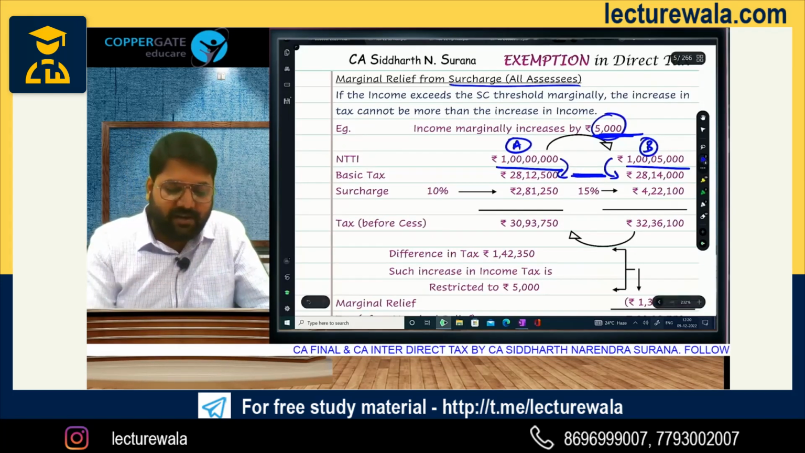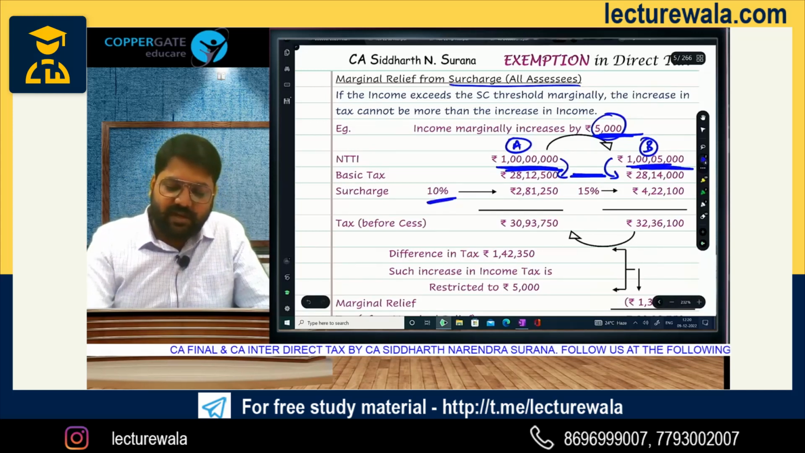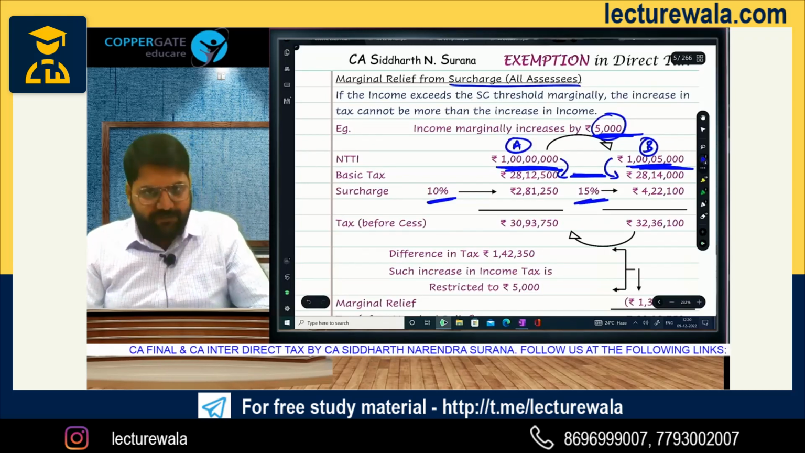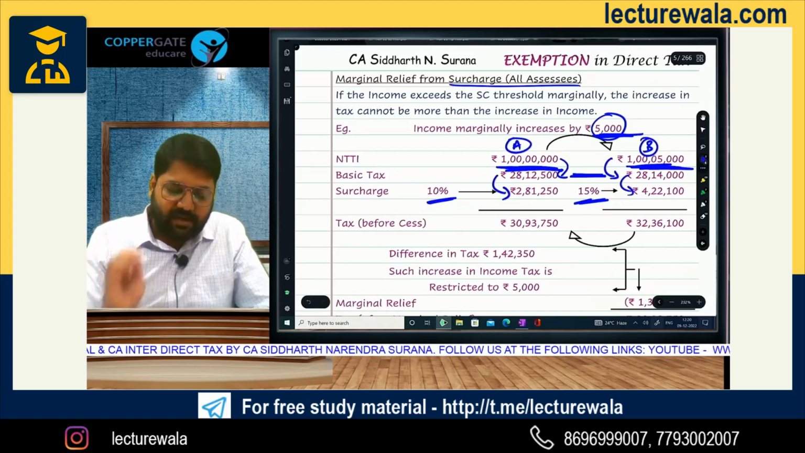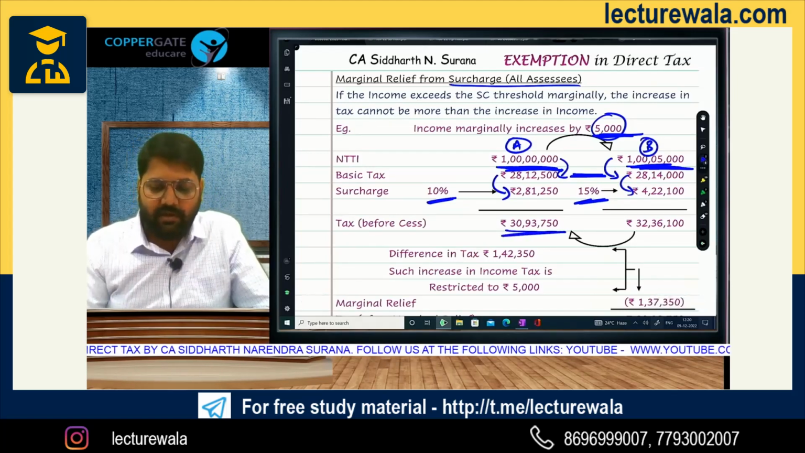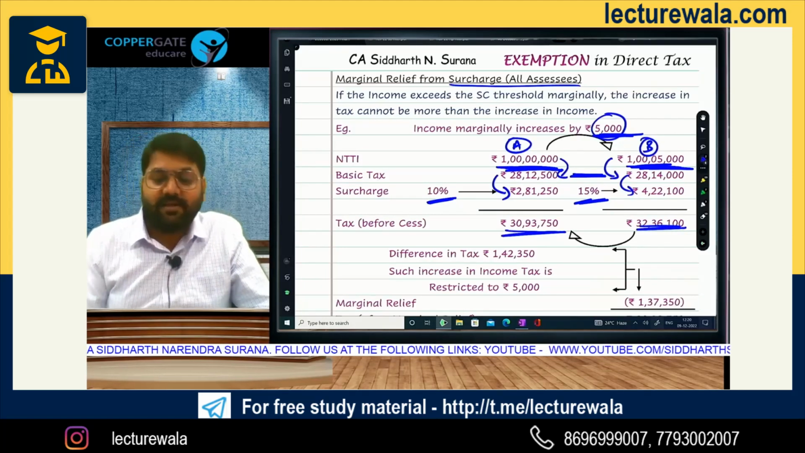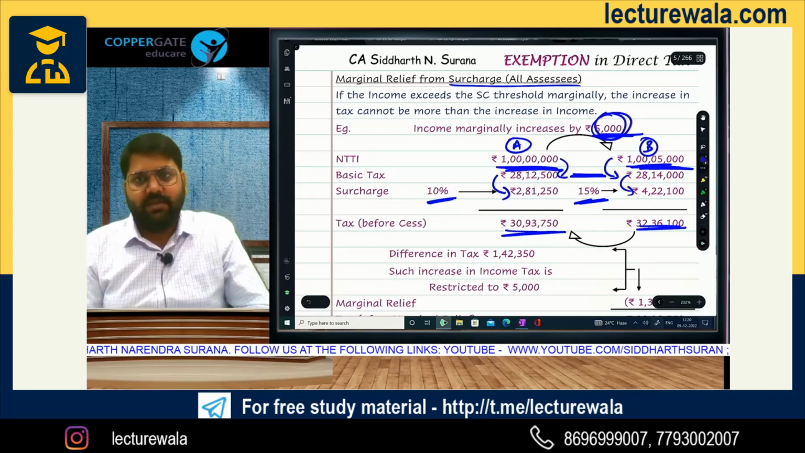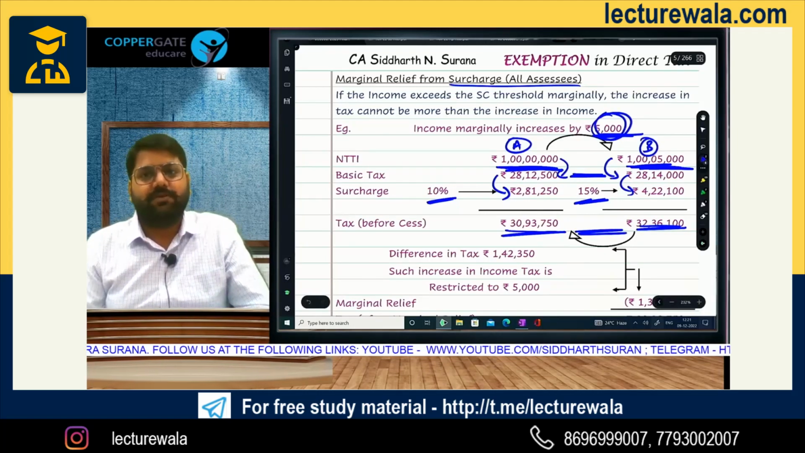So the difference is 1,500. But because this is equal to 1 crore, the surcharge will be 10%. And because this is greater than 1 crore, the surcharge will be 15%, which is why this is 10% and this is 15%. Accordingly, we are getting 30,93,750 for A and 32,36,100 for B. Now use your brain and understand, if the income is increasing by 5,000, the tax difference cannot be so much.